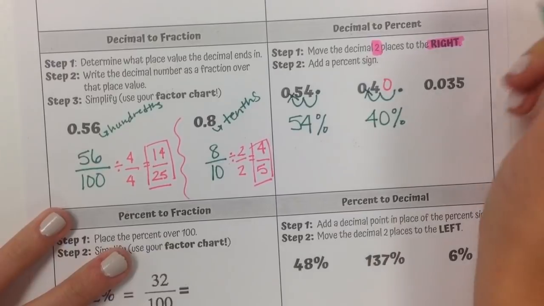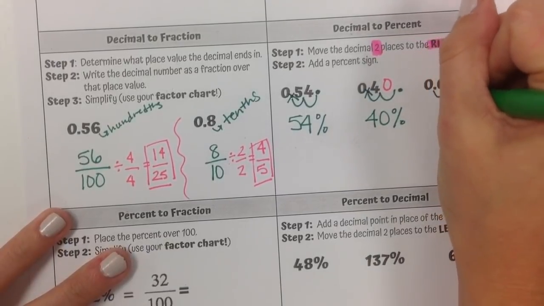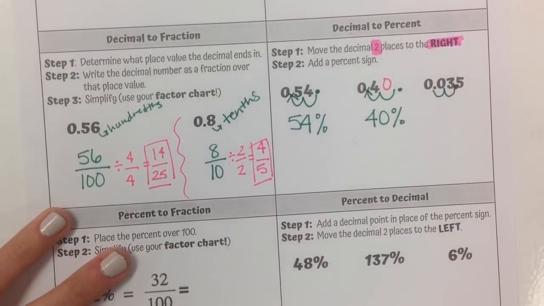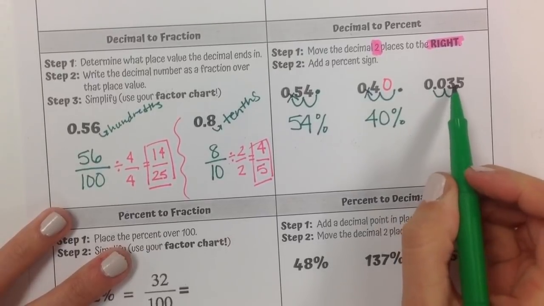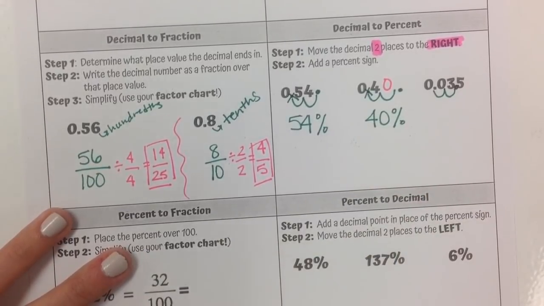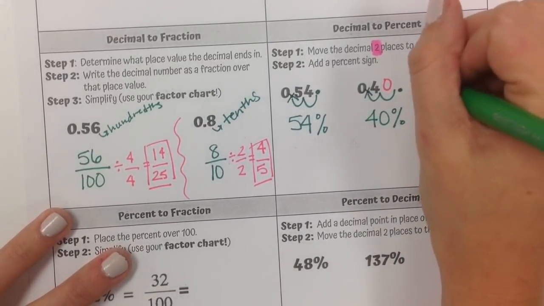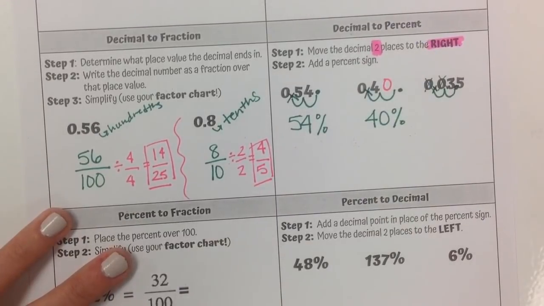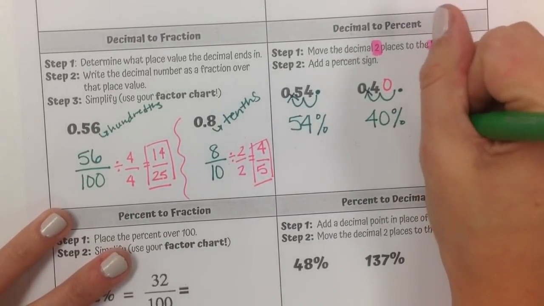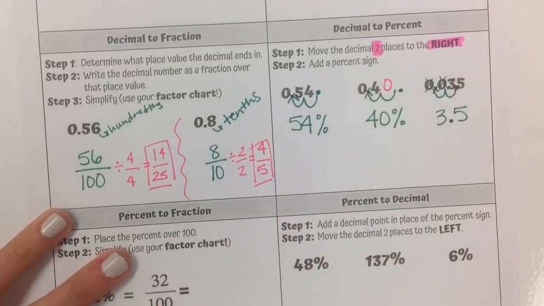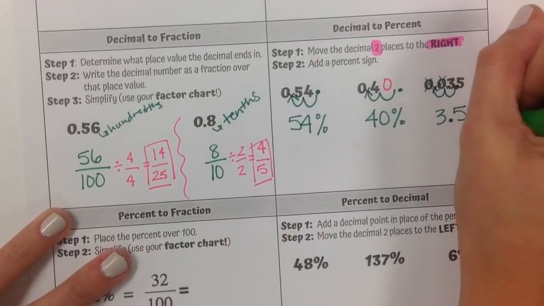Okay, again here, we're moving our decimal twice to the right. Once, twice. It doesn't actually go to the end this time. It stops in between the 3 and the 5. So I can ignore this decimal. I can kind of ignore those zeros in the front, and I just have 3.5, 3.5%.